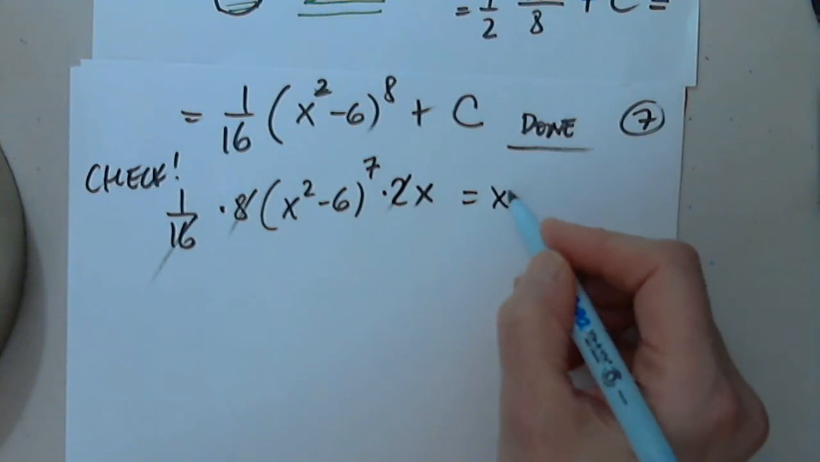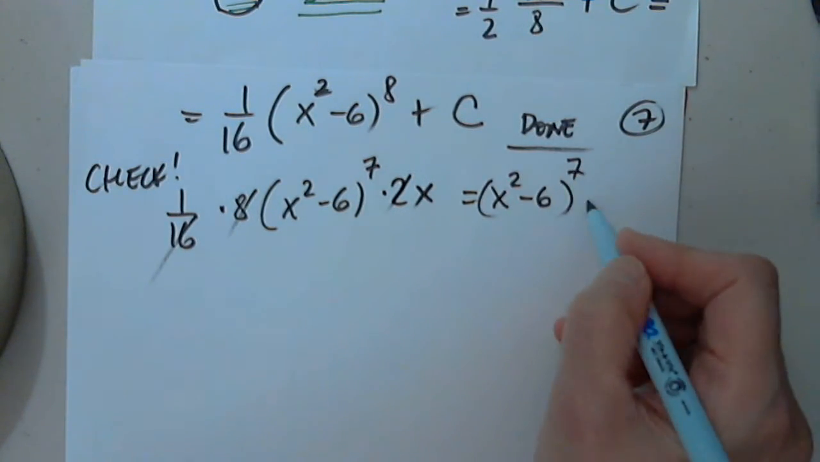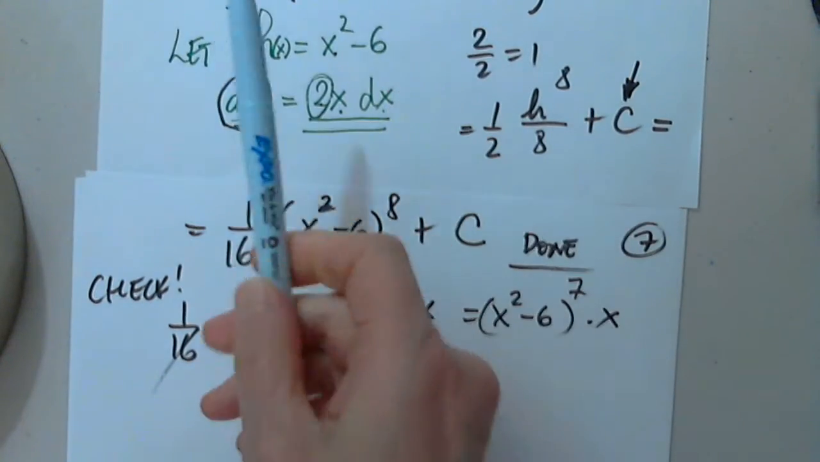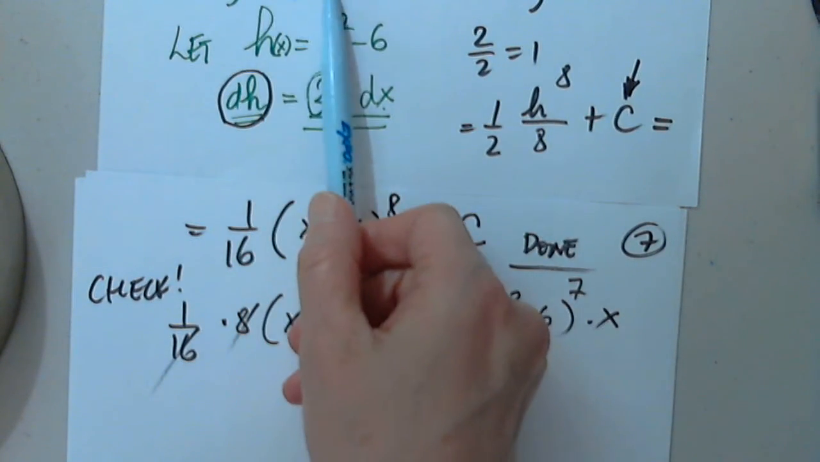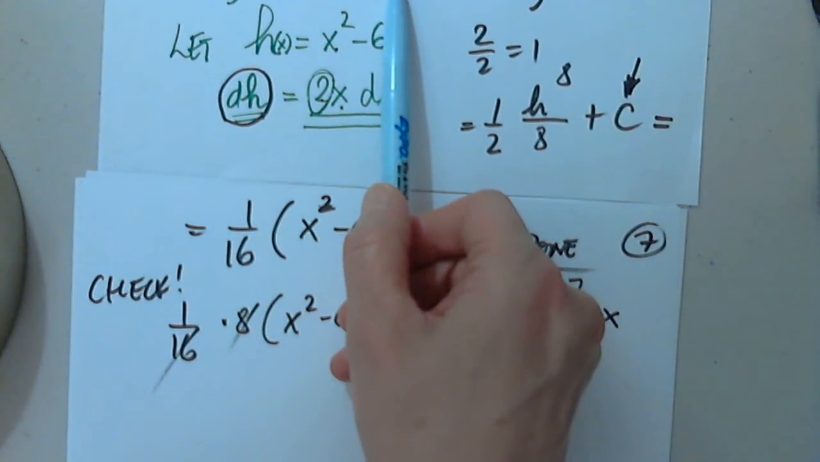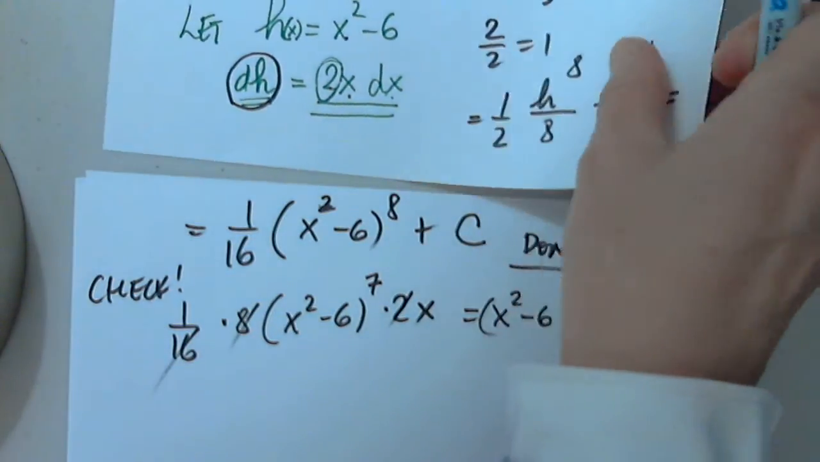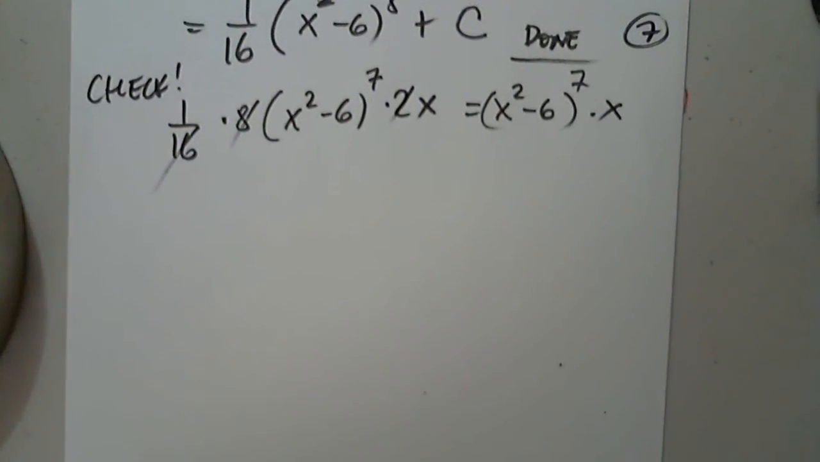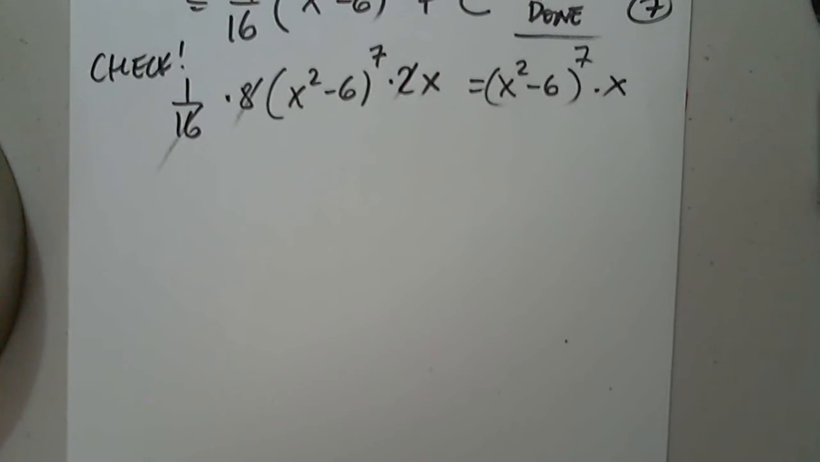So the function is back to x squared minus 6 to the 7th power times x. And that's exactly what we started with: x squared minus 6 to the 7th times x. For the indefinite integrals, we can always check.